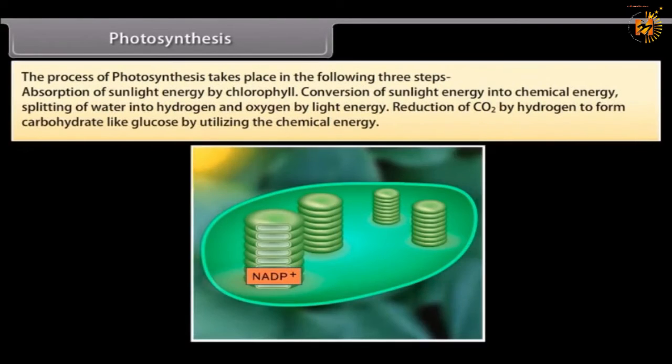The process of photosynthesis takes place in the following steps: absorption of sunlight energy by chlorophyll, conversion of sunlight energy into chemical energy, splitting of water into hydrogen and oxygen by light energy, and reduction of CO2 by hydrogen to form carbohydrate like glucose by utilizing the chemical energy.